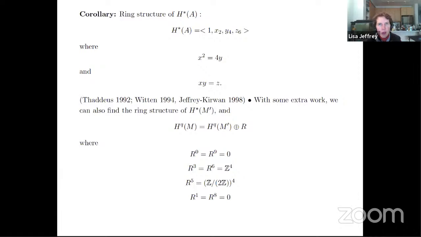Correspondingly, the ring structure is the cohomology of A. So you have generators in degrees 2, 4, and 6. This is what I was calling F earlier, and this is what I was calling A earlier. And the relations are as I said before. Z is the fundamental class.